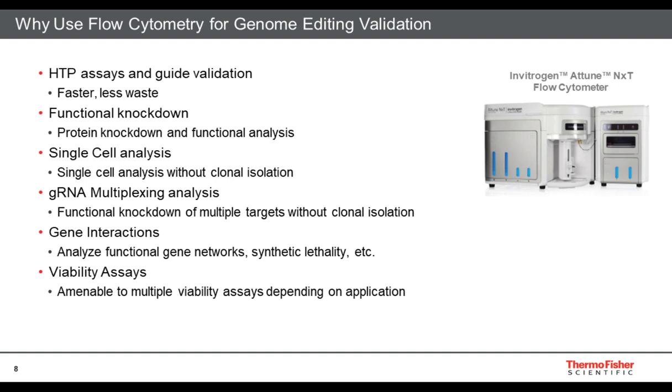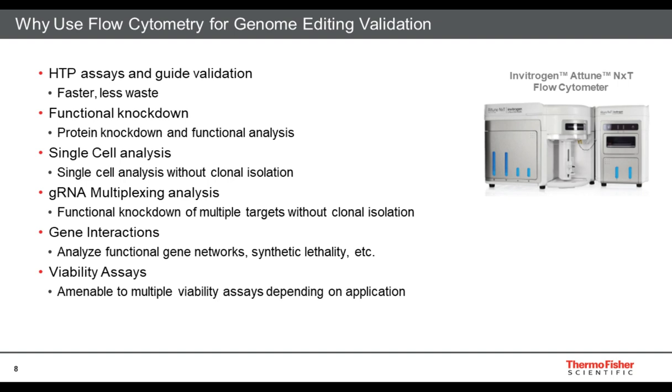Another thing that flow cytometry can give you, information it can give you that these other methods can't, is really guide RNA multiplexing analysis. So you can actually look at, as I mentioned, single cell analysis, but you can look at multiple genes being knocked down in a single cell, right, simultaneously. And you can do this without clonal isolation.